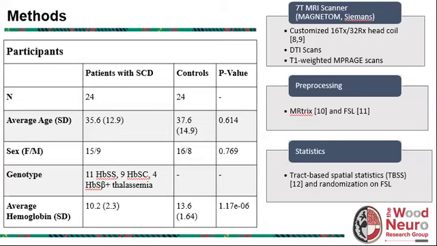DTI data and T1-weighted MP-RAGE scans were acquired with a Siemens Magnetom 7T MRI scanner and a customized 16 or 32 channel head coil. I performed pre-processing of the data with the software MRtrix and FSL. Tract-based spatial statistics was used to compare diffusion metrics between groups. Voxel-wise statistics was then conducted by creating design files which corrected for sex and age and analyzed the differences between controls and patients with mild and severe sickle cell disease.